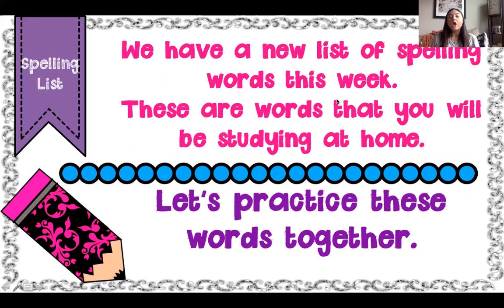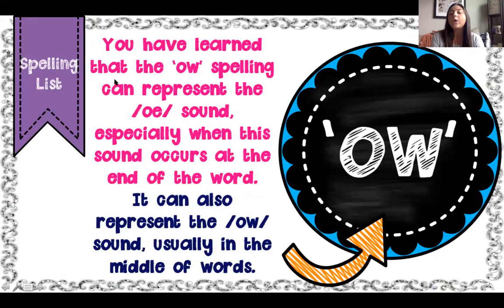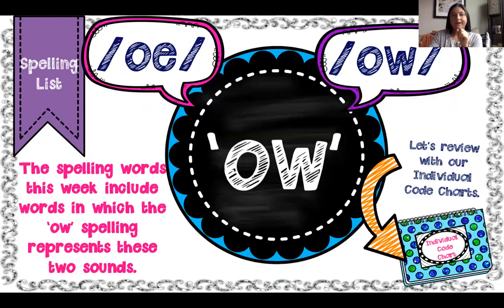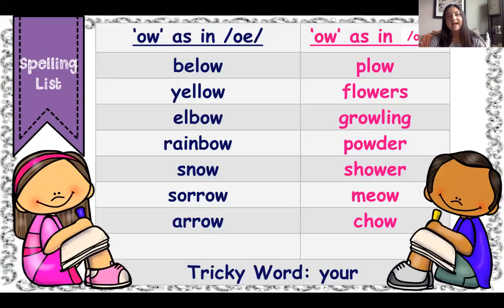Let's get started. So we have a new list of spelling words that you're going to be practicing this week. We're going to be practicing these words together. Okay, so all of our words this week have O-W in them. Now, this is a tricky thing about O-W. Sometimes it says O, sometimes it says ow. So that's the goal of our spelling list this week, to figure out which ones say O and which ones say ow. Alrighty. So this is like a tug of war. O-W can say O and O-W can say ow.